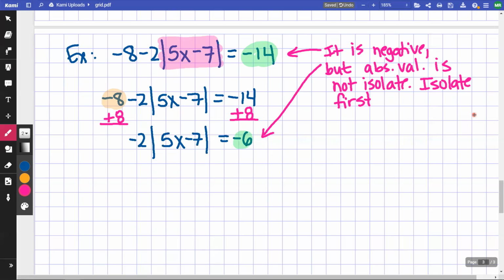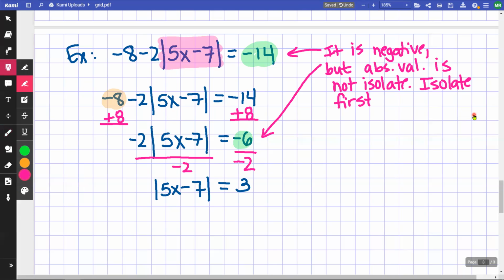So what I'm going to do next is I'm going to divide by a -2. Never distribute into your absolute value. Never. I don't care if it's positive or negative. Just do not distribute into your absolute value. Get your absolute value isolated. So I divide both sides by -2. I get a 5x minus 7 inside my absolute value is equal to a +3.